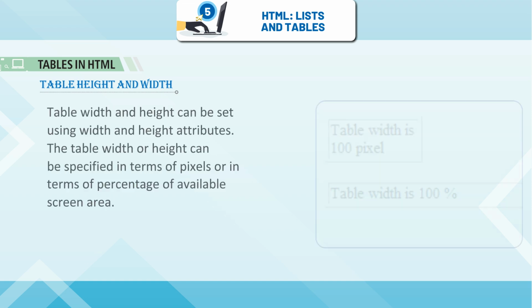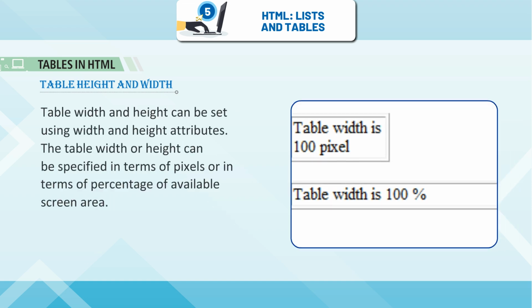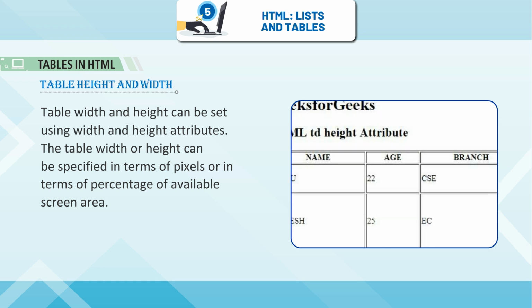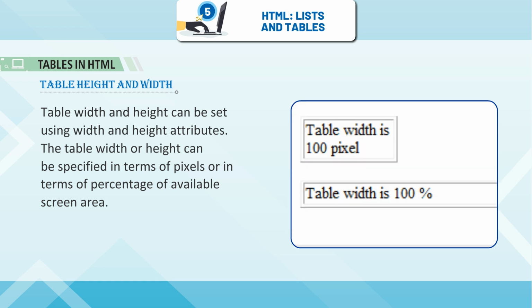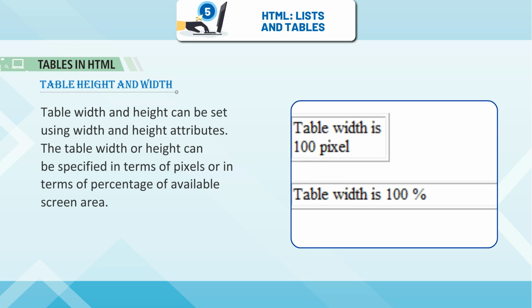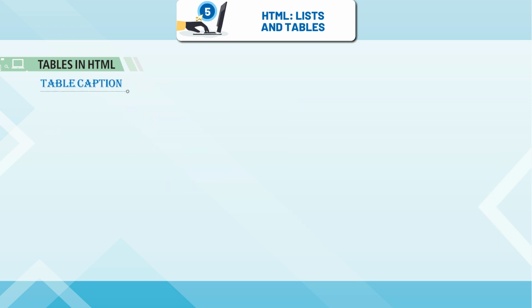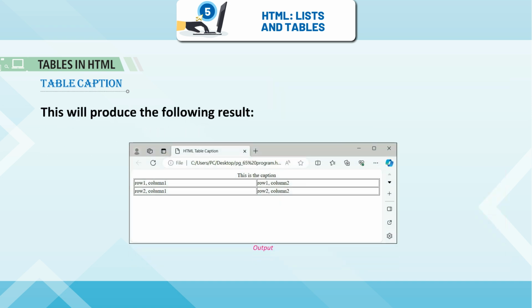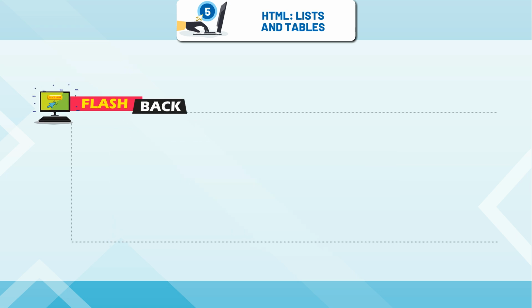Table height and width. Table width and height can be set using width and height attributes. The table width or height can be specified in terms of pixels or in terms of percentage of available screen area. Table caption. The caption tag will serve as a title or explanation for the table, and it shows up at the top of the table. This will produce the following result.